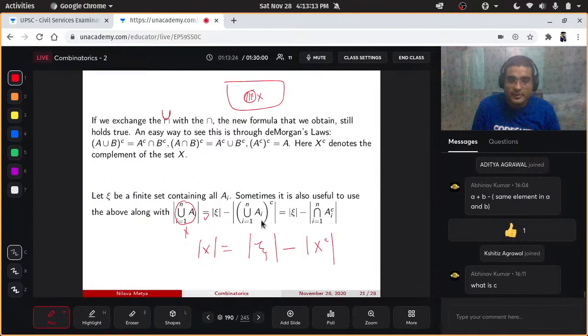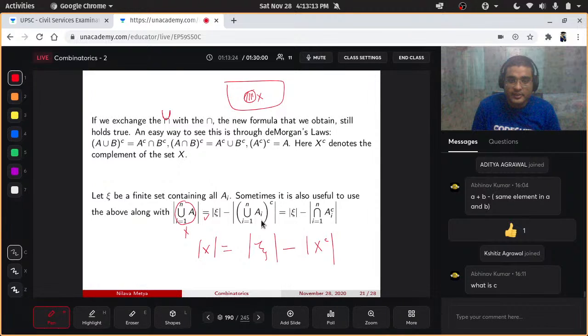But now I apply De Morgan's laws to this. So union becomes intersection, and the sets are individually made complements. Now you apply the IEP, the inclusion exclusion principle, on this part. If it is 2, it will be Xi minus A intersection B, so A complement intersection B complement.